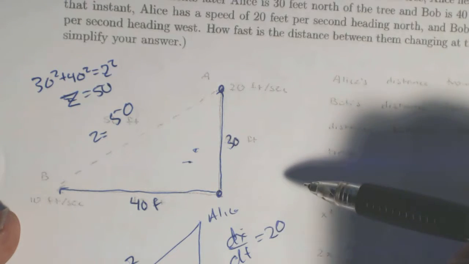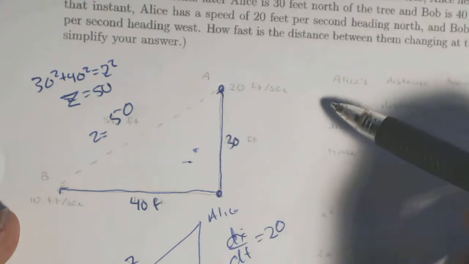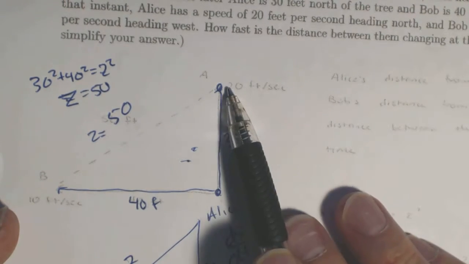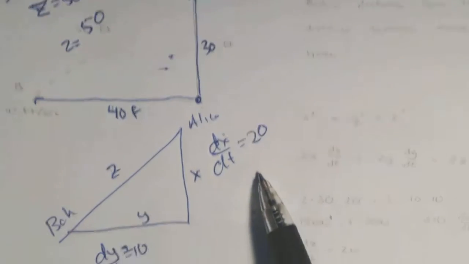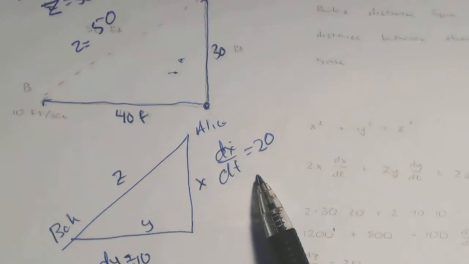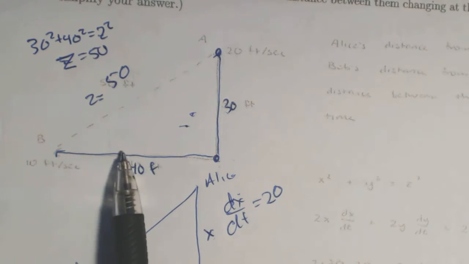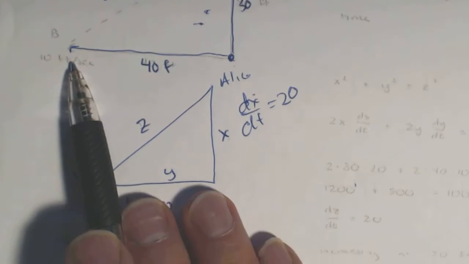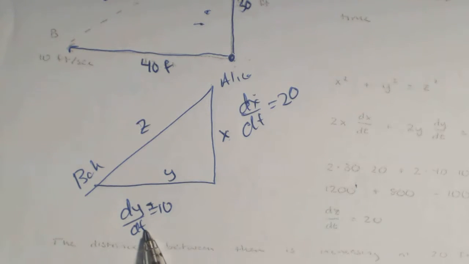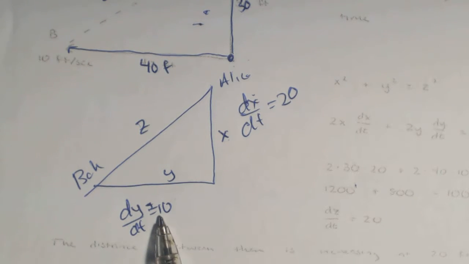When Alice is 30 feet away from the tree, she's moving 20 feet per second. That gives me, I wrote down here, dx/dt is 20. Bob's going over this way. When he's 40 feet away from the tree, at that instant, he is going 10 feet per second. So the y at that instant is changing at 10. So dy/dt is 10.